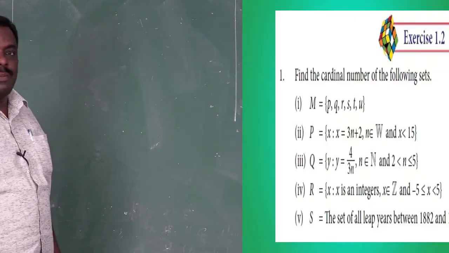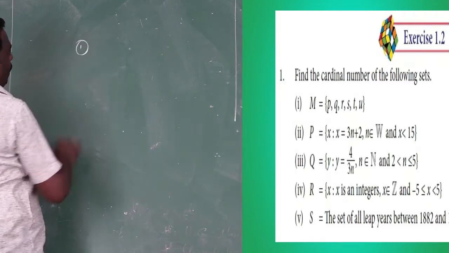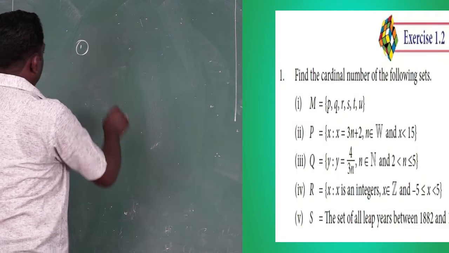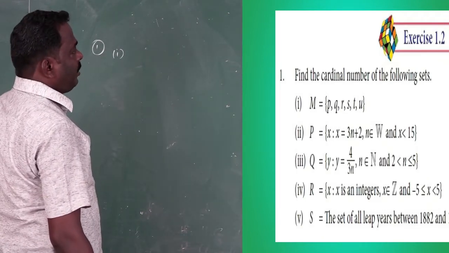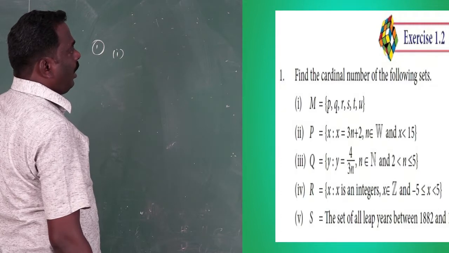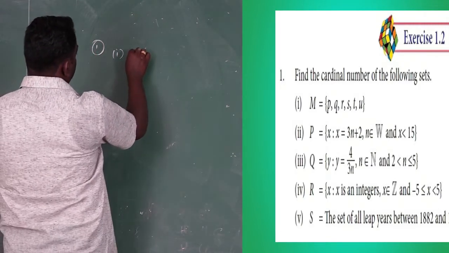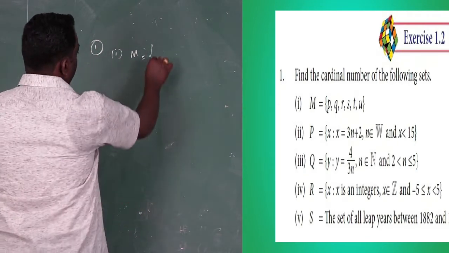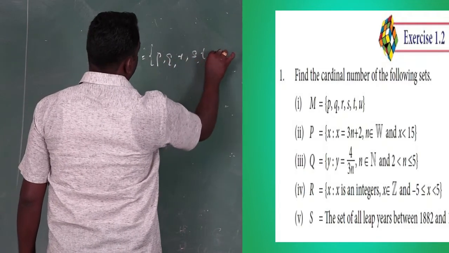Now come to exercise 1.2, question number 1. Find the cardinal number of the following sets. First subdivision: capital M is a set defined as M = {P, Q, R, S, T, U}. The set M contains the elements P, Q, R, S, T and U.